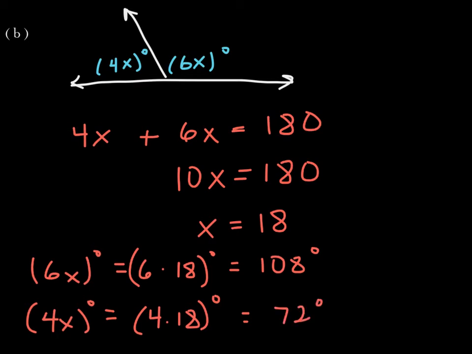Now let's do a check really quickly. We said that these angles have to be supplements. So when I add them, I should get 180. And 108 plus 72 is indeed 180. So we are good to go. These are supplements. These are the measures of each of those angles. Good job.